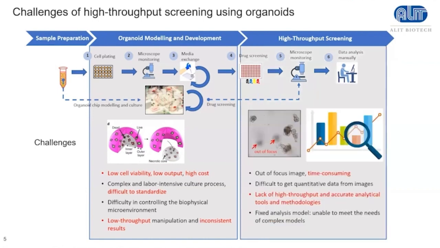In high-throughput screening assays, imaging analysis is one of the key methods. Microscopy methods with fixed focal length imaging can lead to unclear autofocus images, which can affect the analysis results. In addition, there is a lack of high-throughput and accurate image analysis tools and methods, as most of the current image analysis tools are developed based on 2D cell lines, which are not well suited to organoid analysis needs.